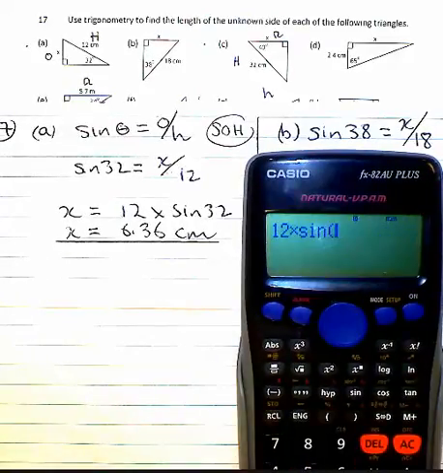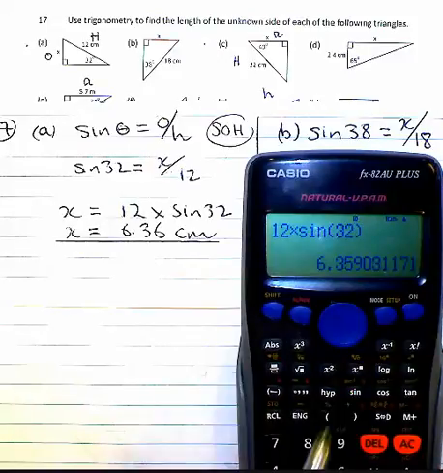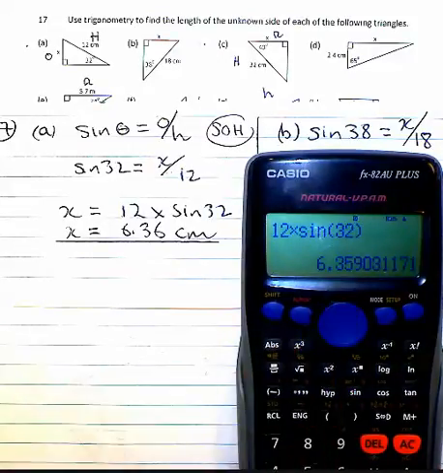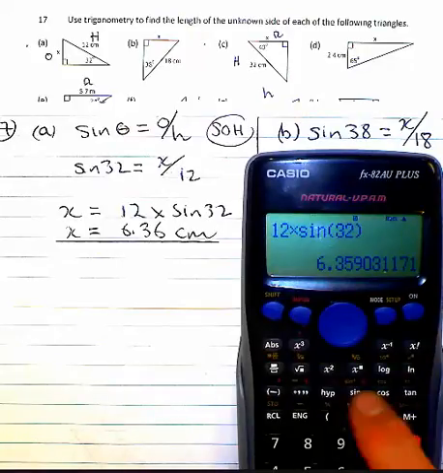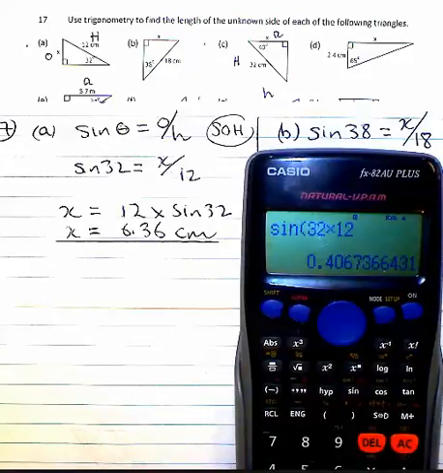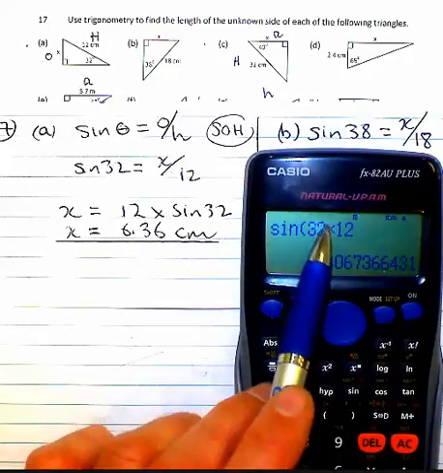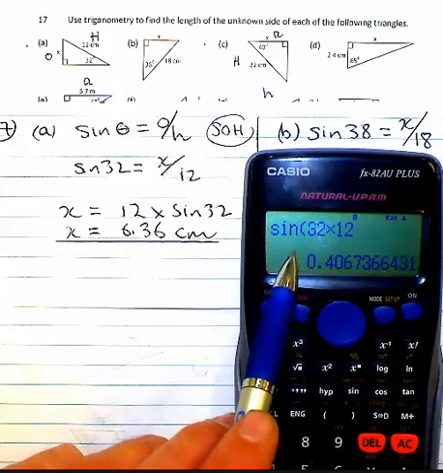so 12 times sine 32 equals. You'll notice the calculator makes use of some brackets. You can close that bracket or leave it by default. One thing you've got to avoid is the following. So doing that gives your calculator a little bit of indigestion. So when you're multiplying, it pays to have your number first and the sine, cos or tan second.